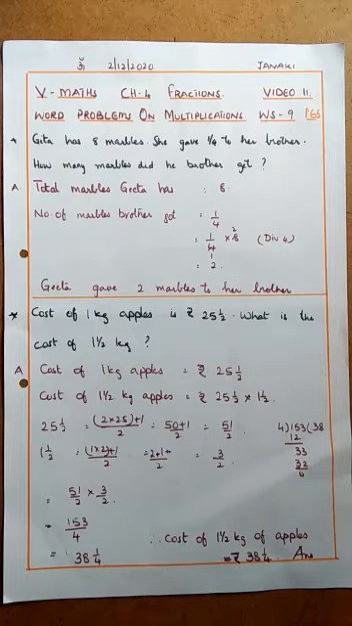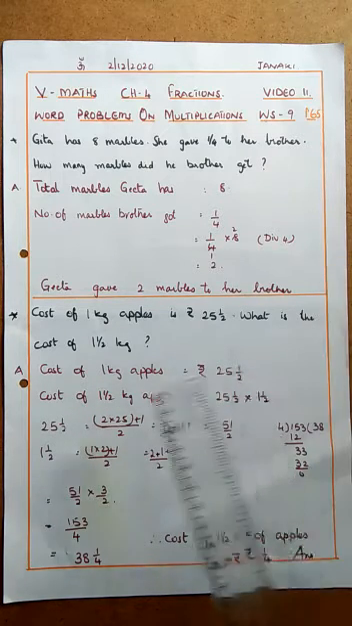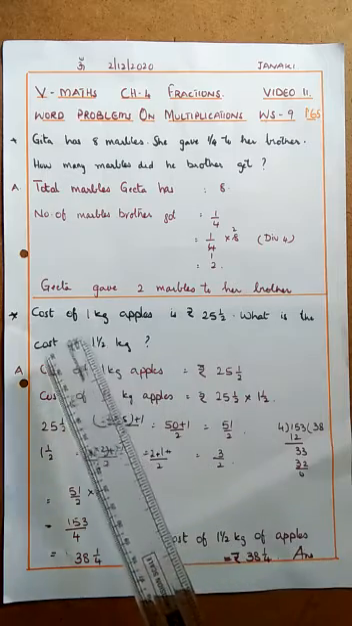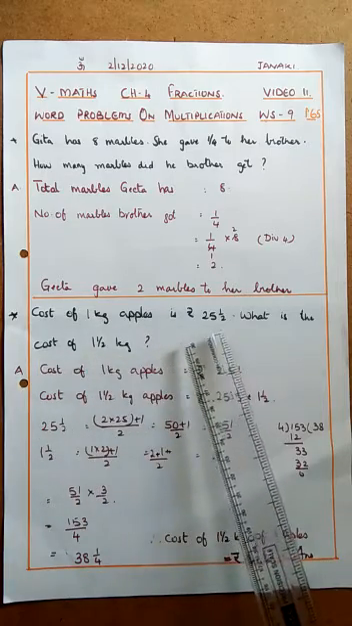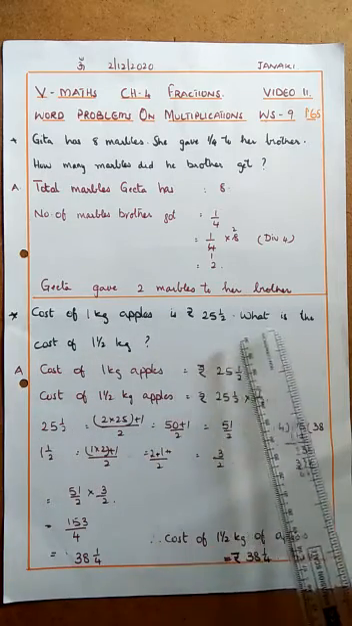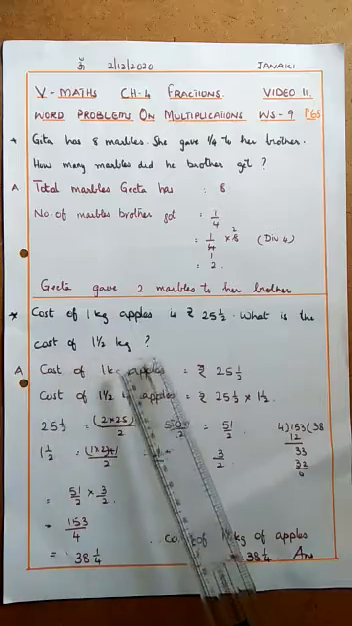So this way we can solve the problems based on multiplication. Now let us do one more sum. Cost of 1 kg apples is 25.5 rupees. What is the cost of 1.5 kgs?